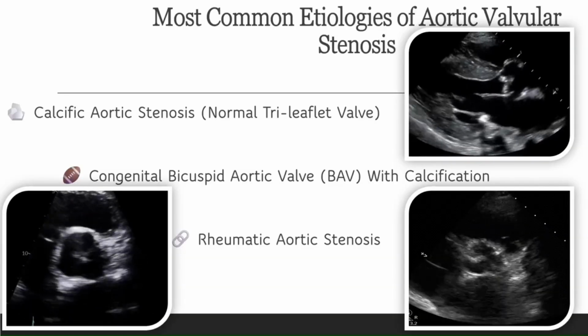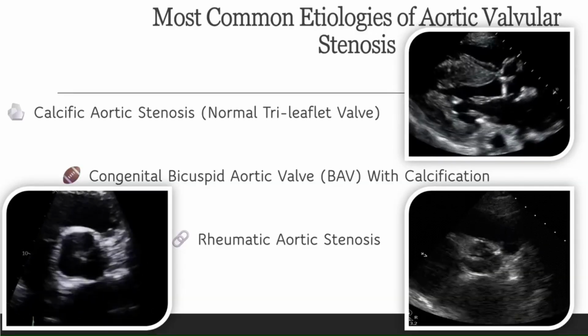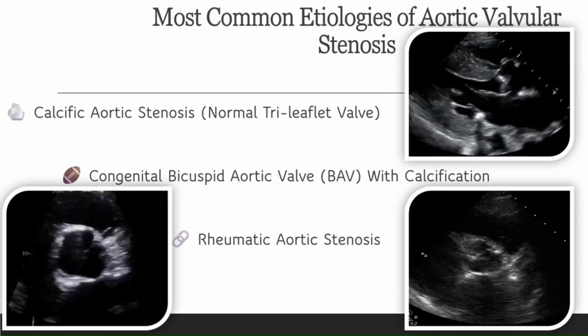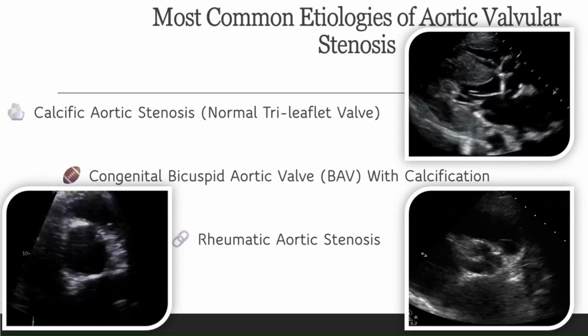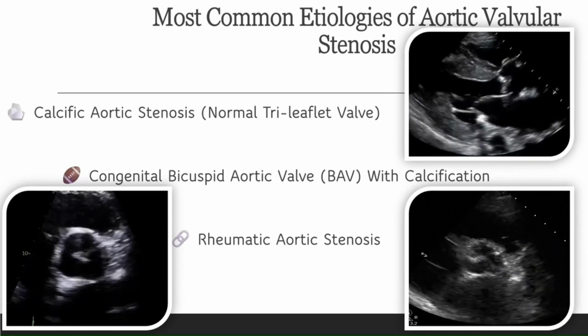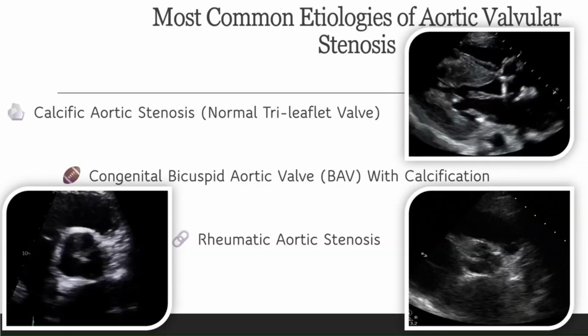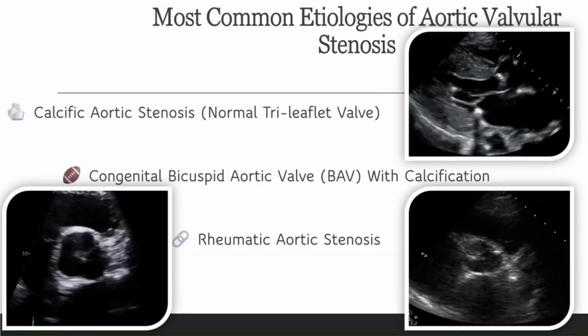And very importantly, if you see rheumatic involvement of the aortic valve, always evaluate the mitral valve because it is usually involved as well. This is one of the key ways we visually distinguish rheumatic aortic stenosis from calcific aortic stenosis in echo.